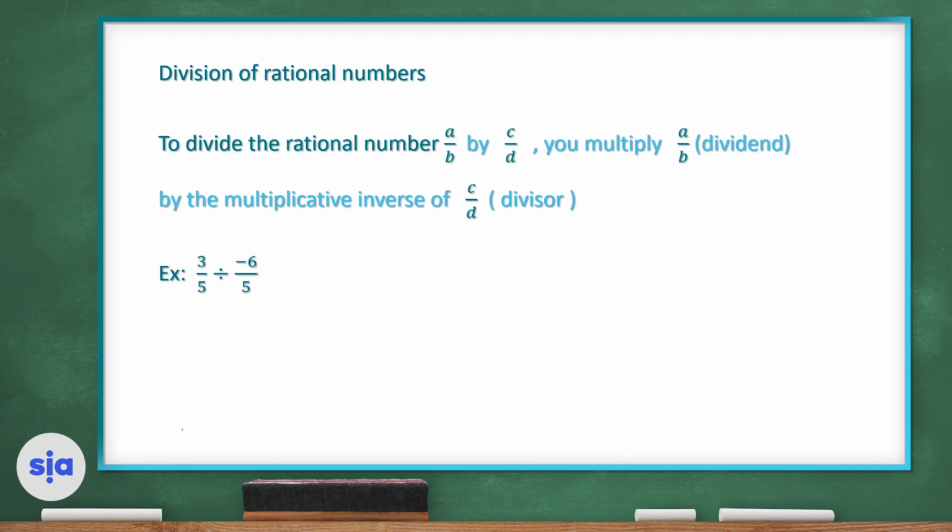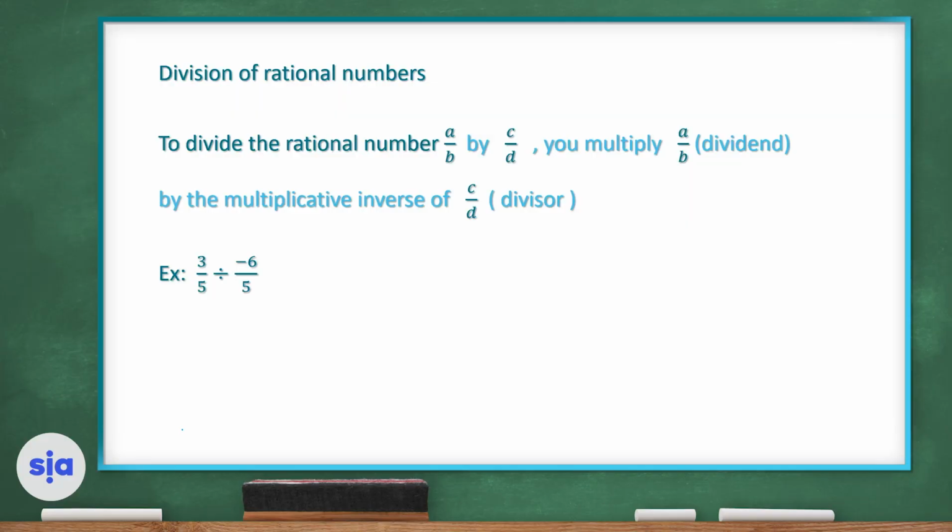For example, if you want to divide 3 over 5 by negative 6 over 5, there is something called keep change flip. We keep the first fraction as it is, we change the division sign into multiplication sign, and then we flip the second fraction. So we're multiplying the first fraction by the multiplicative inverse of the second part.